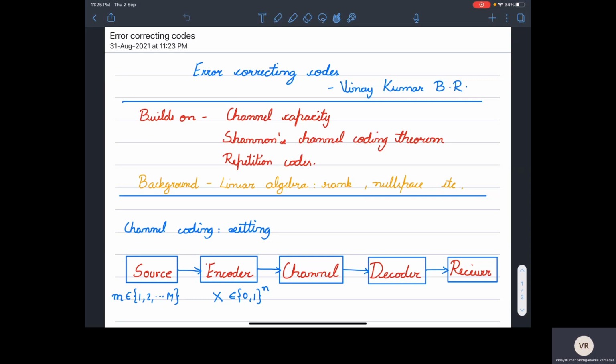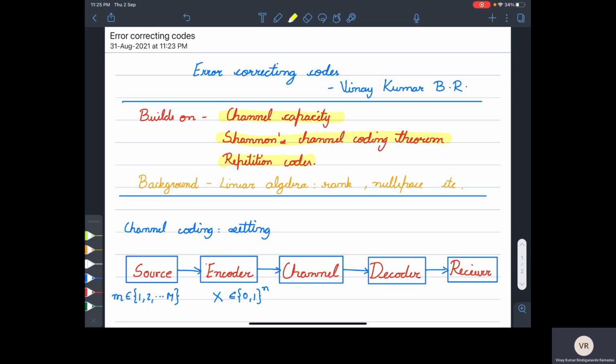So this lecture will build on some of the previous modules that you have done in the information theory course by Professor Himanshu Tyagi, which is there on the NPTEL website. It will build on, first of all, the lectures on channel capacity, Shannon's channel coding theorem, and also there are some units on the repetition codes, so we'll see that as well.